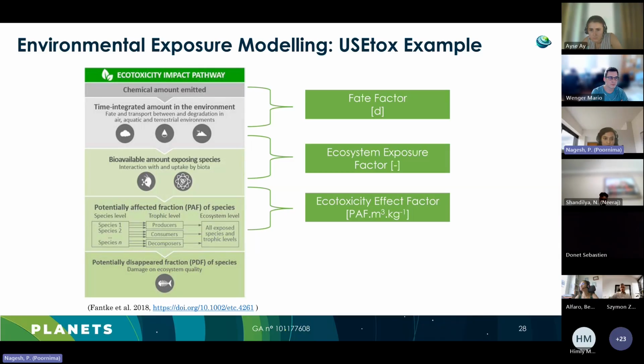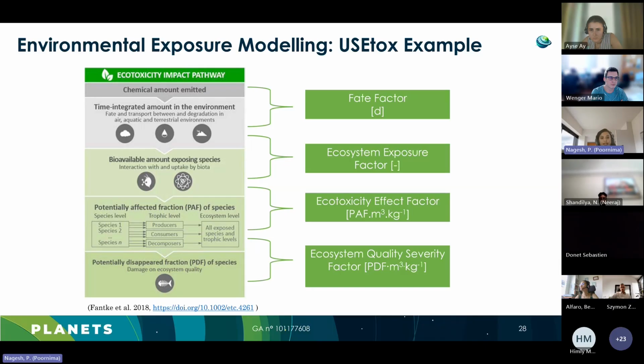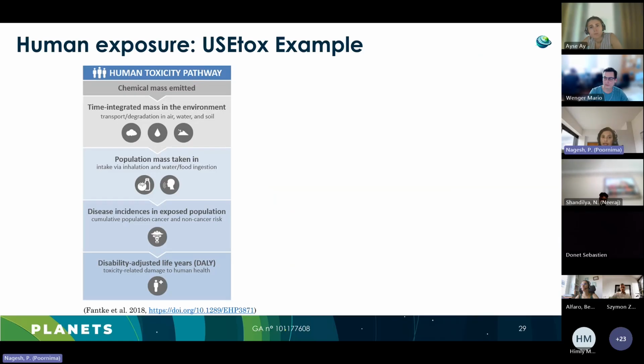kg of substance emitted. And the last part is kind of like a severity factor that shows, based on these toxicity effects, how severely the ecosystem quality is damaged. Based on this, we can calculate the ecosystem quality severity factor. And like I said, when there is emission, the exposure can be for humans or the ecosystem. So the next part, we look at the human exposure.